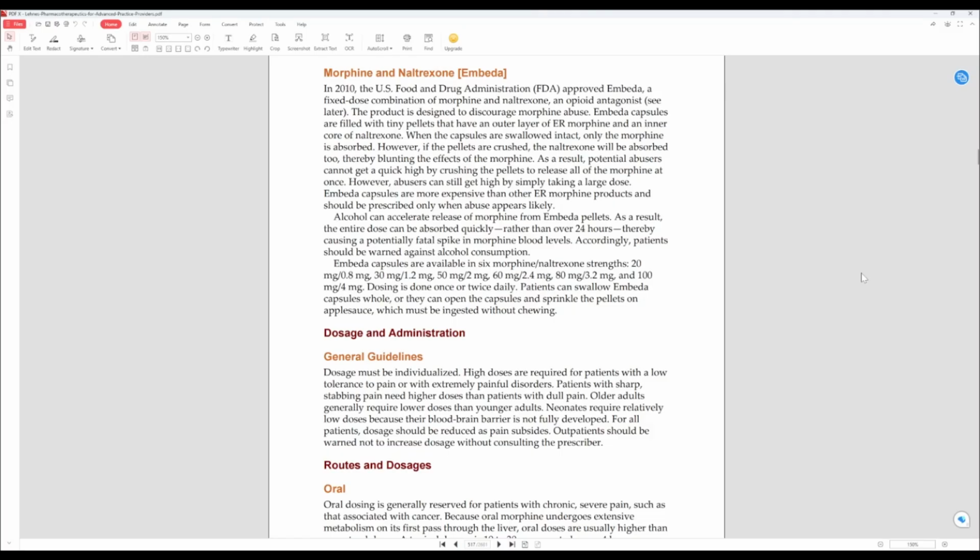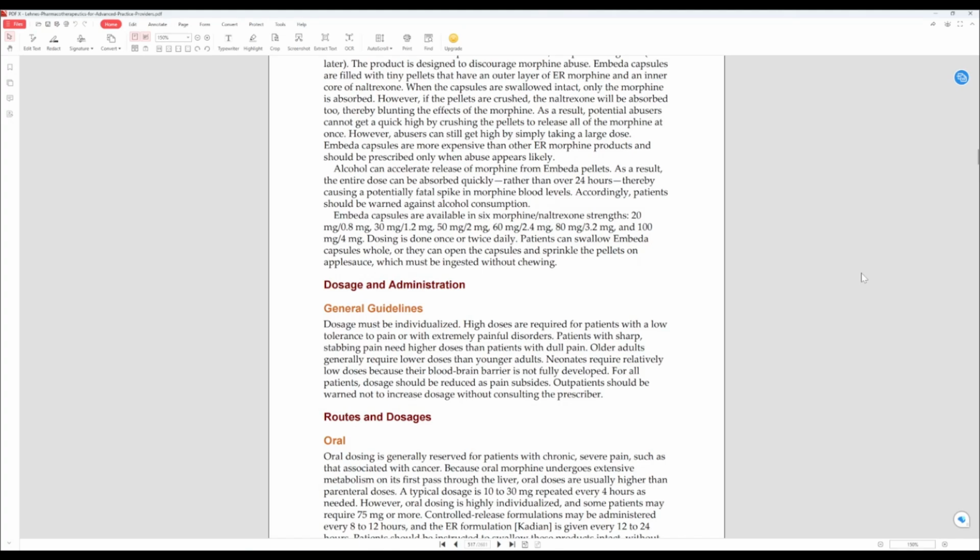So as a result, potential abusers cannot get a quick high by crushing the pellets to release all the morphine at once. However, abusers can still get high by simply taking a large dose. Embeda capsules are more expensive than the other extended-release morphine products and should be prescribed only when abuse appears to be likely. Alcohol can accelerate release of morphine from Embeda pellets. As a result, the entire dose can be absorbed quickly, rather than over 24 hours, thereby causing a potentially fatal spike in morphine blood levels. Accordingly, patients should be warned against alcohol consumption.